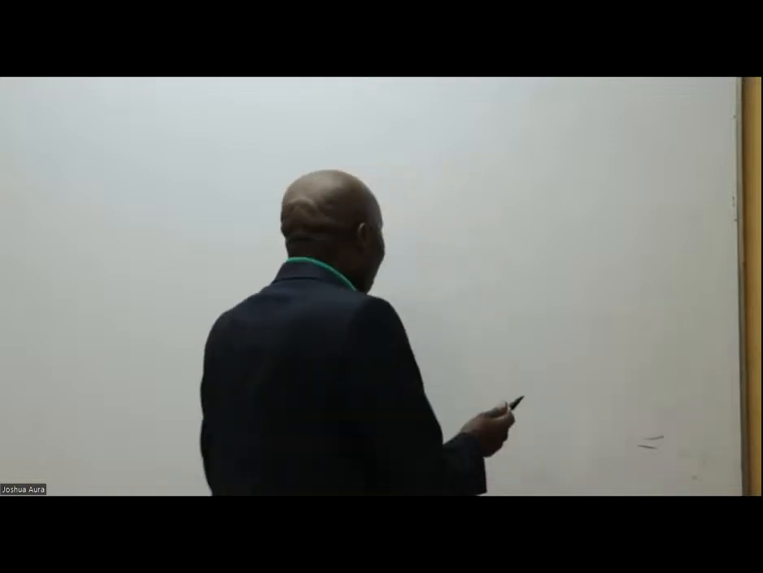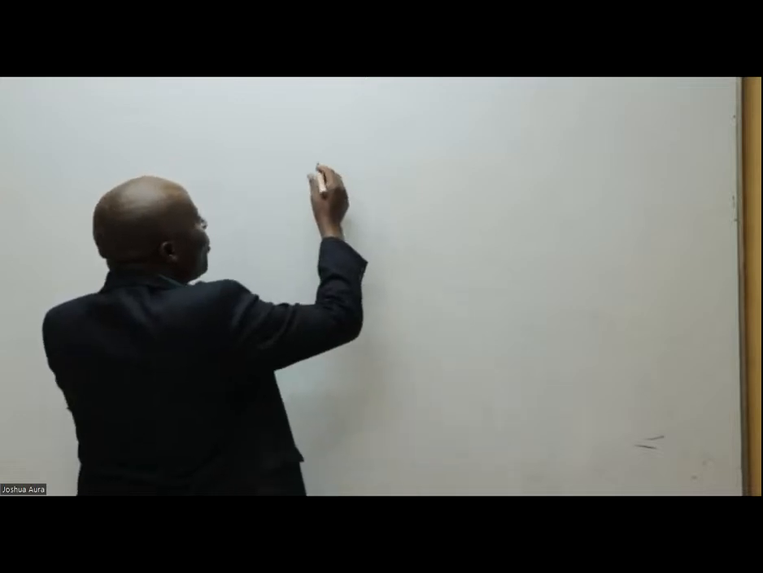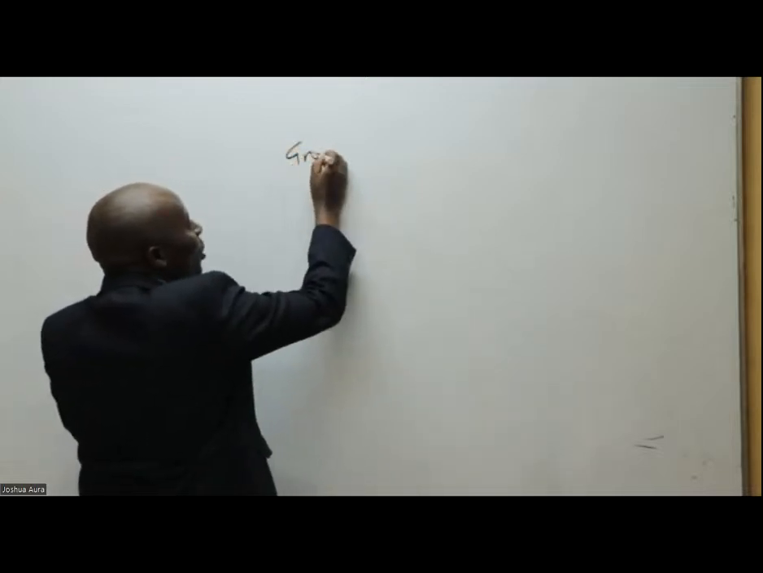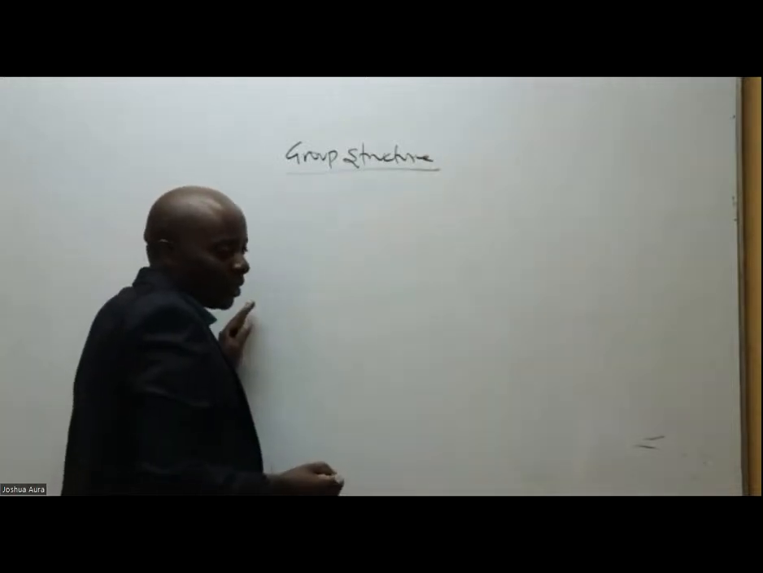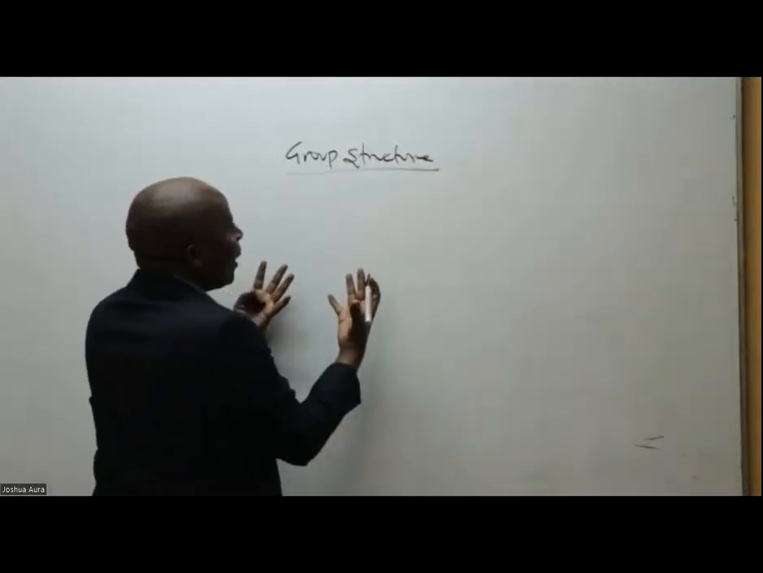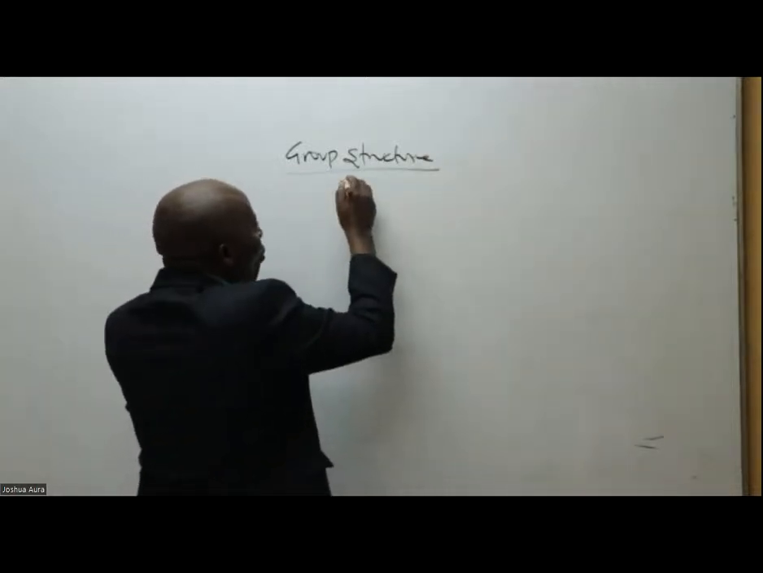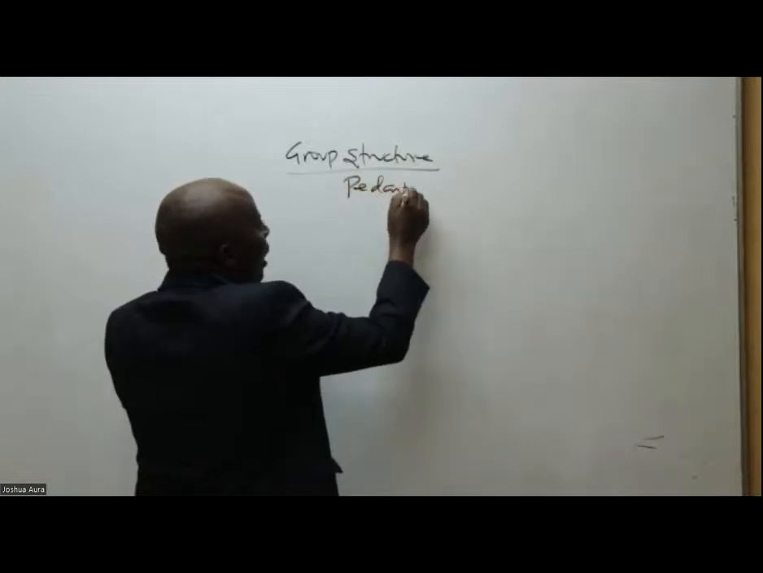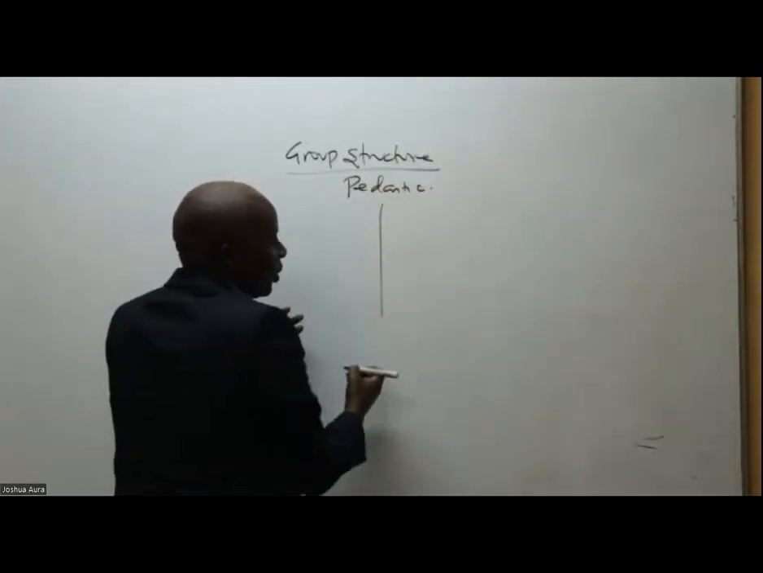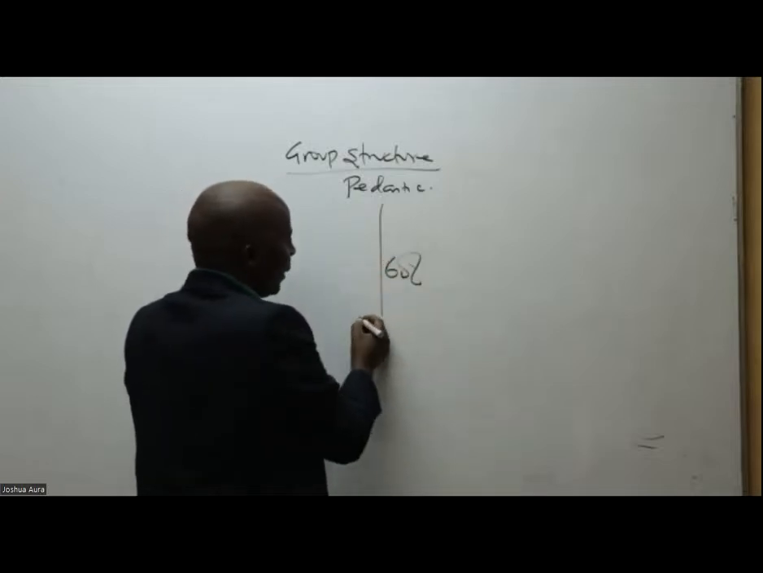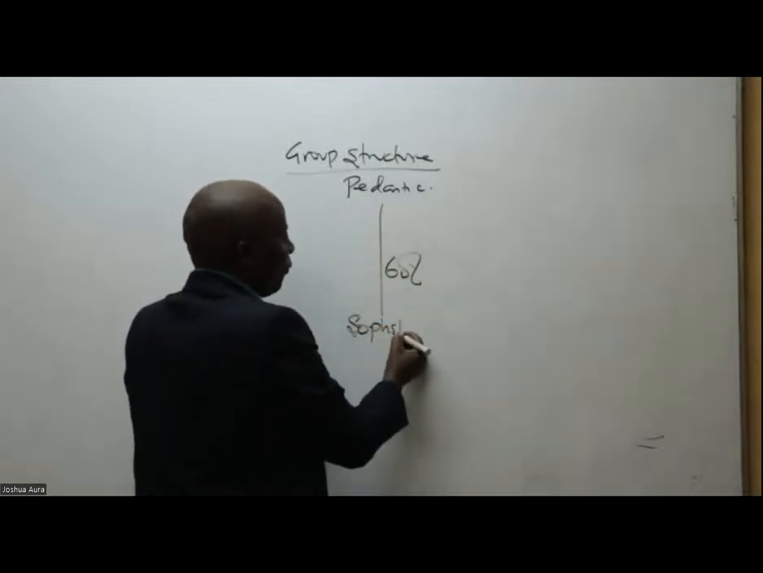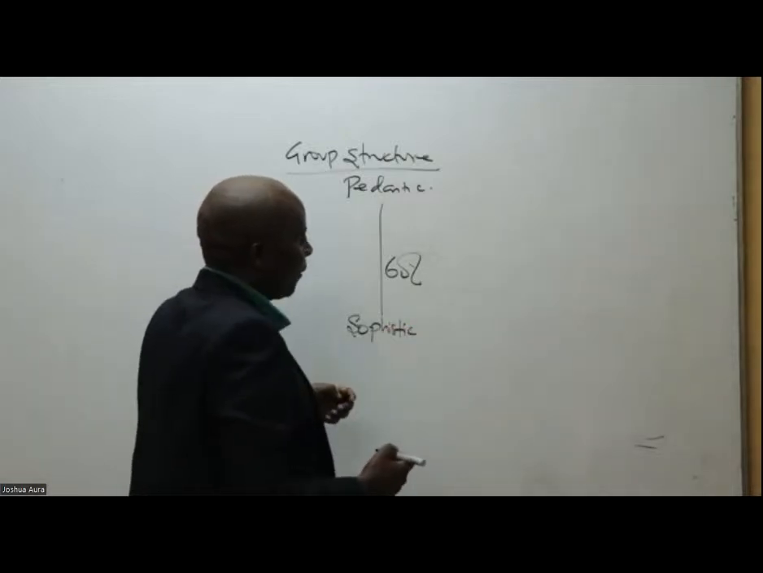Let me go through the charts here. Ladies and gentlemen, remember, as usual, in any group question, you must always start with what we call the group structure. And this is how our group has been structured. We have one company called Pedantic, which has gone ahead in this case to acquire some 60% shares of another company called Sophistic.